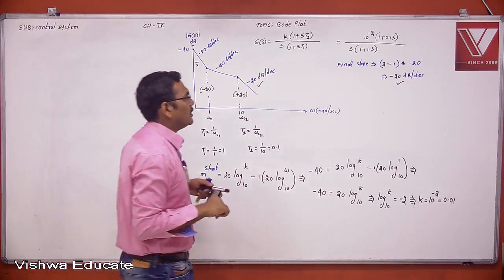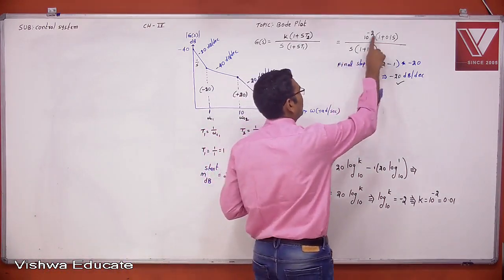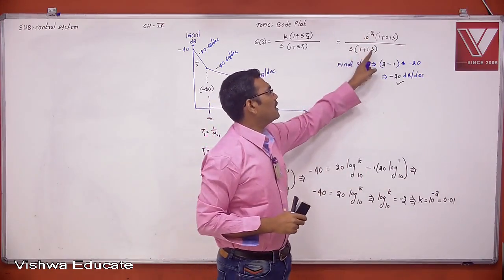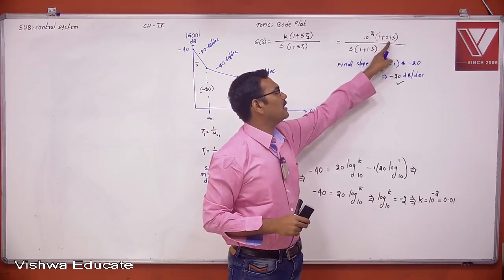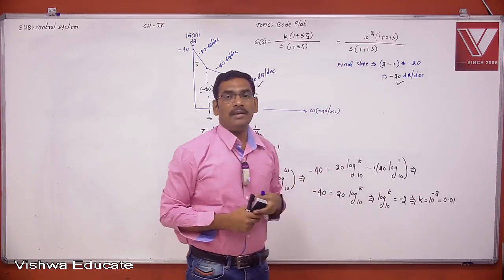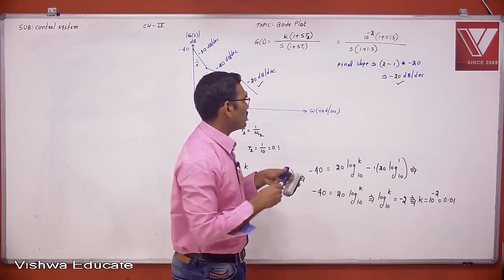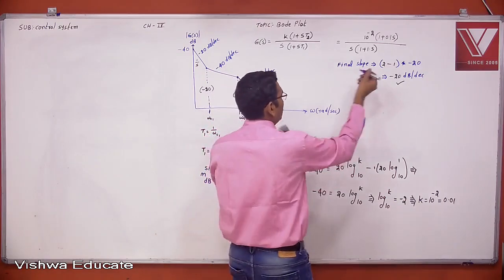Now in the options, maybe the answer is not in this form, because which form is this? Time constant form: 1 plus s t1, 1 plus s t1, time constant form. But all the options may be in the pole-zero form. According to that, you do a small change. What is the small change? Now this is the transfer function.